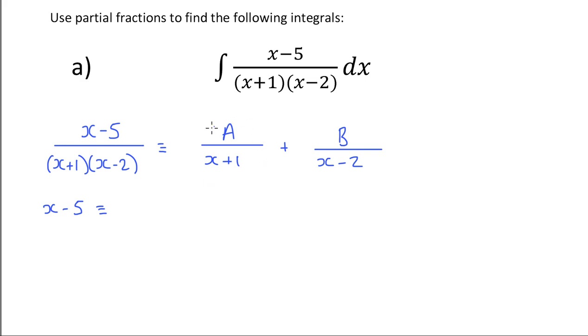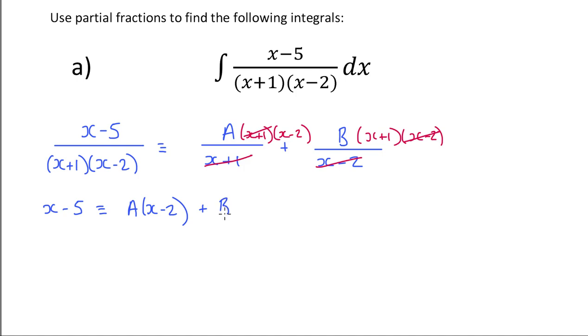When we multiply this by the denominator, the x plus 1 terms are going to cancel and we'll be left with a times x take 2. If you're not sure why that is, that's because I'm timesing by x plus 1, x take 2, and that would cancel those terms out. Same for the b term. If I times by x plus 1 times x take 2, then the x take 2 terms will cancel and we would be left with b lots of x plus 1.